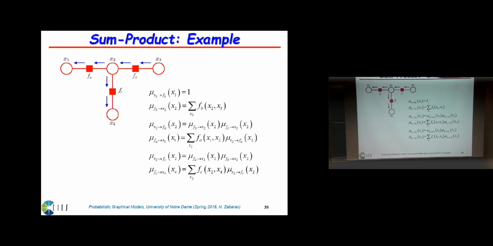And of course, if you want to find the message from FC to X4, there is a factor involved, so you have to multiply with the factor FC times the incoming message from X2 to FC, and then integrate X2 out.